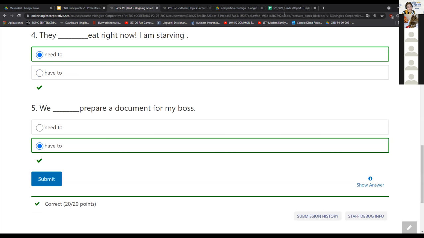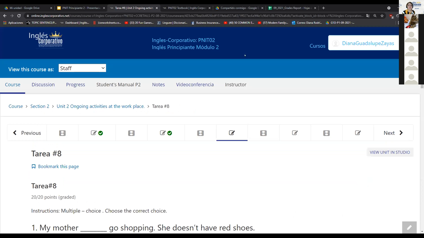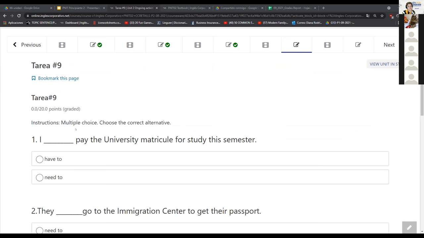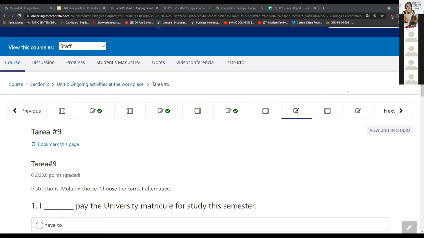For example, need to is something that you need to do, and have to is more, I would say, like an obligation that is very important you do. And need to is like a necessity. That's different from what you are looking for. Anyhow, let's go with this one. Instructions, multiple choices, and again, need to or have to. So you know already. Need to is like a necessity, and have to is more like an obligation.